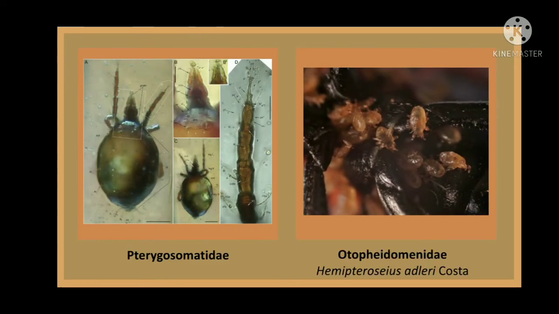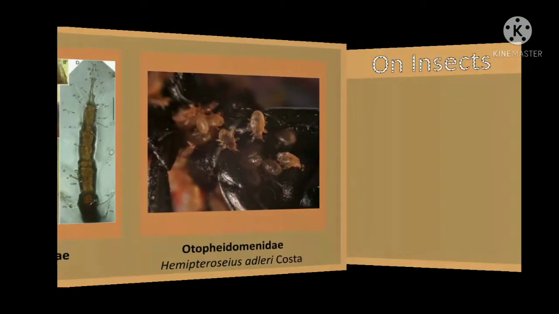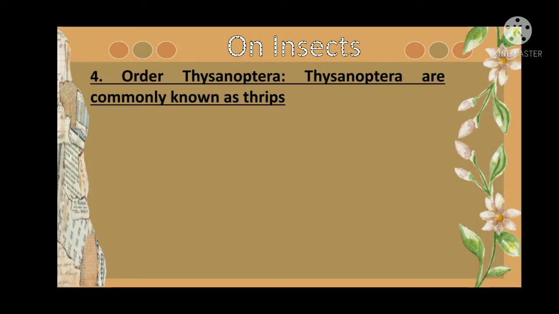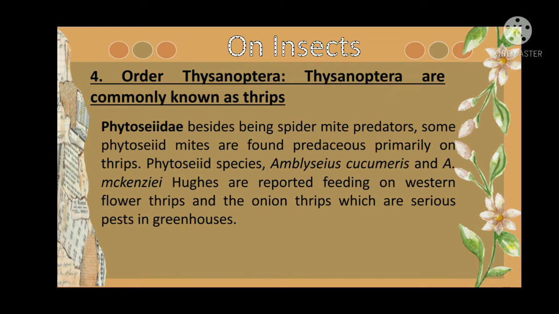These are example images of Pterygosomatidae and Otopheidomenidae. Number 4 is order Thysanoptera. Thysanoptera are commonly known as thrips.